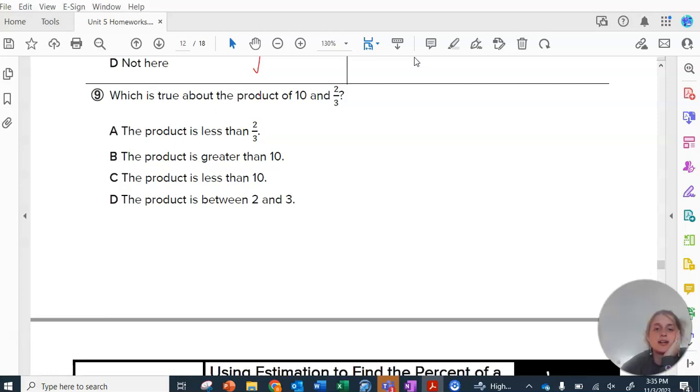Product means we're multiplying. 10 times 2/3. But wait, you don't actually have to do any math. You are not actually choosing number answers for your answer choices. So let's think about 2/3. Is that less than or greater than 1 whole? 2/3 is less than 1 whole. So when I multiply 10 by something that's smaller than 1 whole, I should end up with an answer that is also smaller than 10. And now we're done with our homework.